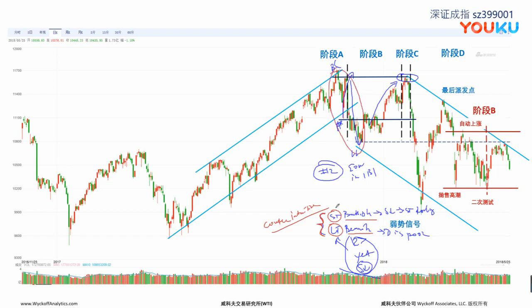The change of character shows that the long-term bias is to the downside. Yet this area right here, the short-term decrease in the supply and the inability of the price to go further down, creating the higher low, suggests that the short-term bias is bullish, and we could expect a rally.